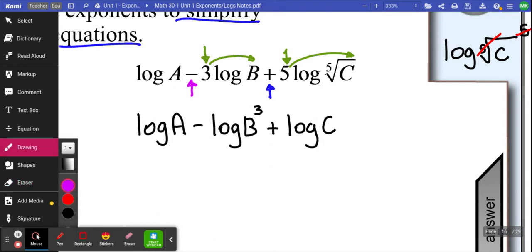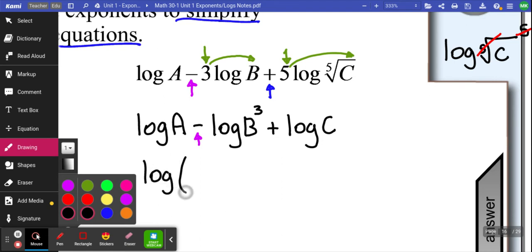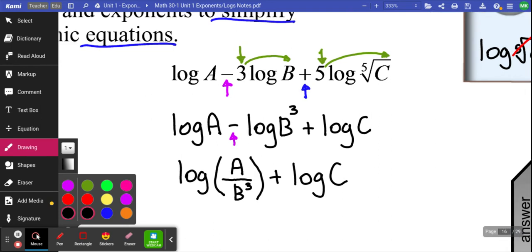I notice that this is a subtraction of logs. That means I'm going to divide those together to become log of A divided by B to the power of 3, plus log C. Subtraction becomes division.